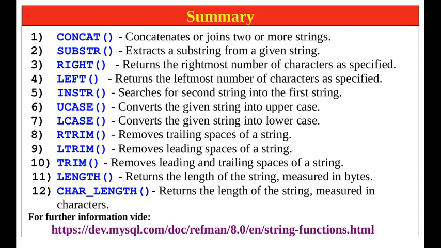Now we can do the summary part. Here all the 12 functions are discussed together. First, concat. It is used to concatenate or join 2 or more strings. Next, substr. It is used to extract a part of string from a given string. Then right and left. Right function returns the rightmost number of characters as specified. Left function returns the leftmost number of characters as specified.